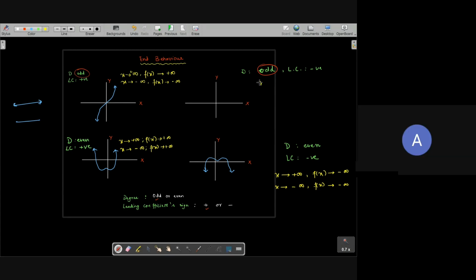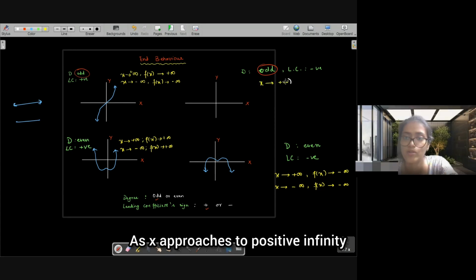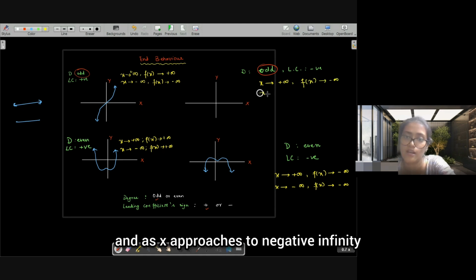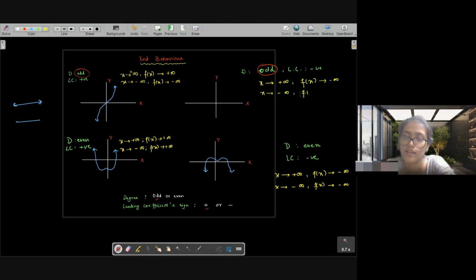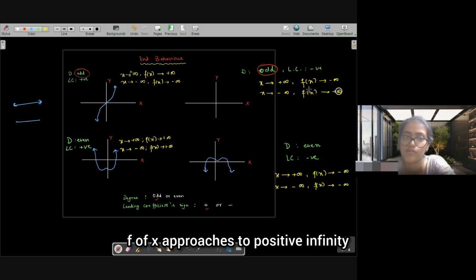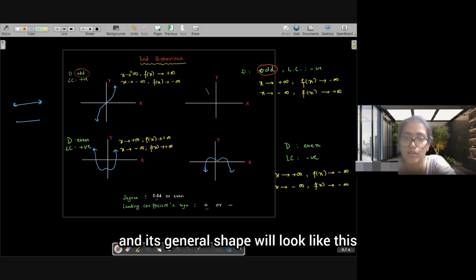So as x approaches positive infinity, f of x approaches negative infinity. And as x approaches negative infinity, f of x approaches positive infinity. And its general shape will look like this.